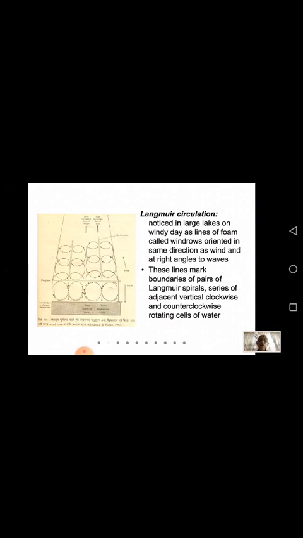When wind blows in the same direction over a water surface, this kind of Langmuir circulation will occur. So I think you understood the whole issue of Langmuir circulation.